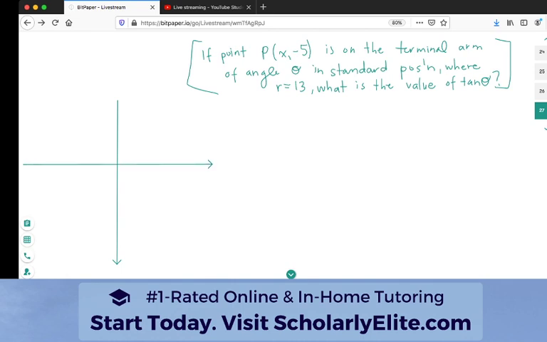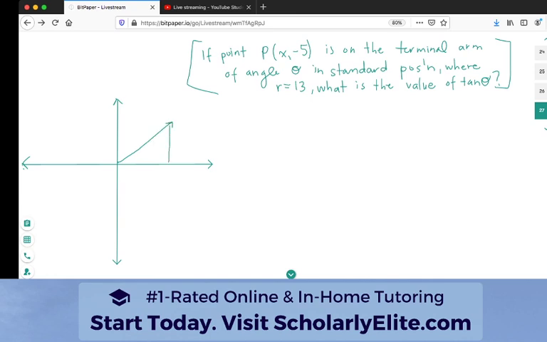So let's go ahead and solve our little hearts away. Let's talk about what this is all saying. We know that it's an angle in standard position. We want to know the value of tan theta. Let's recall what we know about solving this.